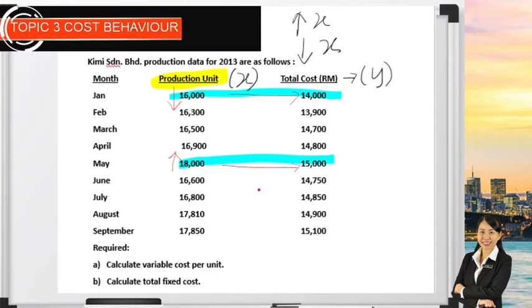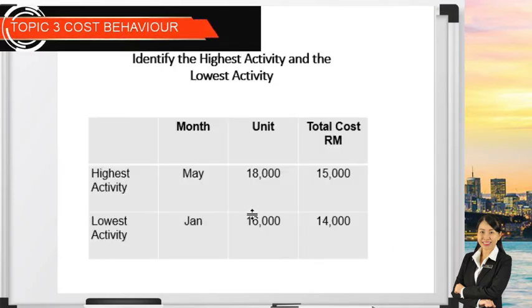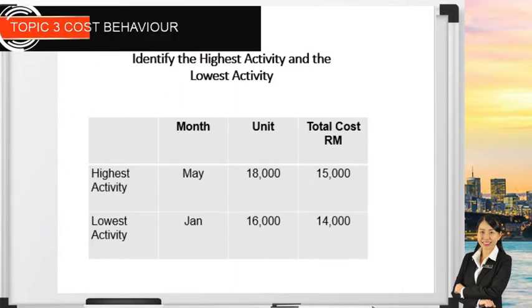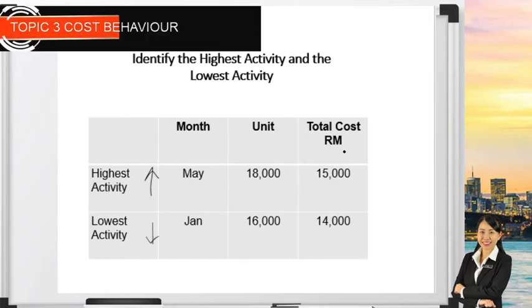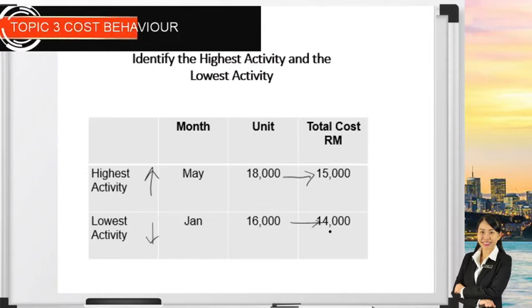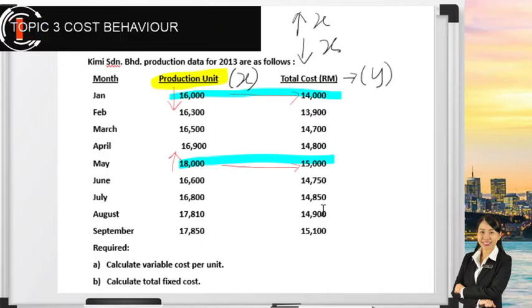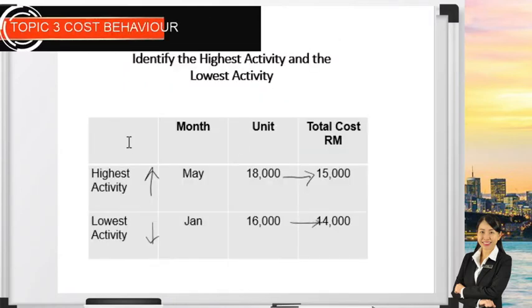Okay, once we highlight it, we will put it on our table like this. Just now we already highlighted the highest X and the lowest X: 18,000 X, total Y 15,000; 16,000 X, total Y 14,000 from the table itself. So after we highlight, we just put it on this table. Okay, so we will continue.